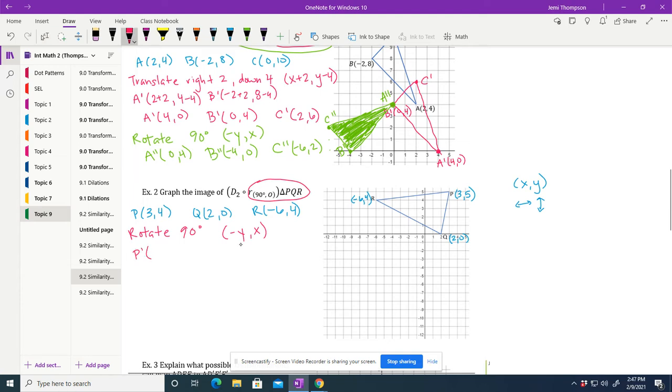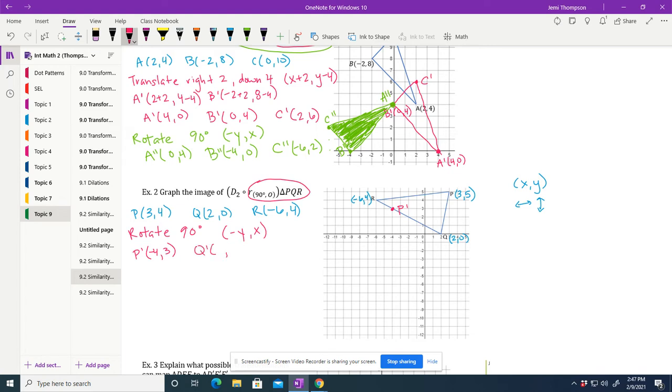Okay, so P prime. Instead of 3, 4, I'm going to exchange the 4 and the 3, and I take the opposite sign of whatever's first. So I have negative 4, negative 3. Oh, negative 4, positive 3. Almost goofed that one up. So here is P prime.